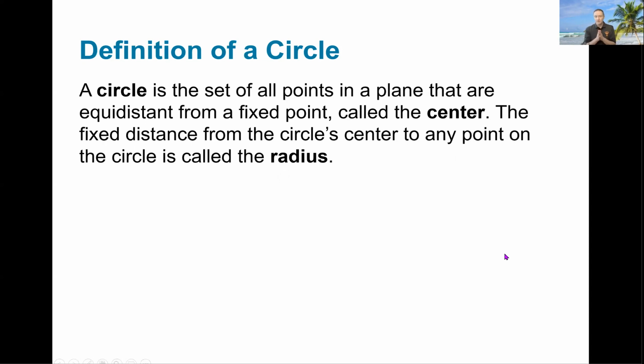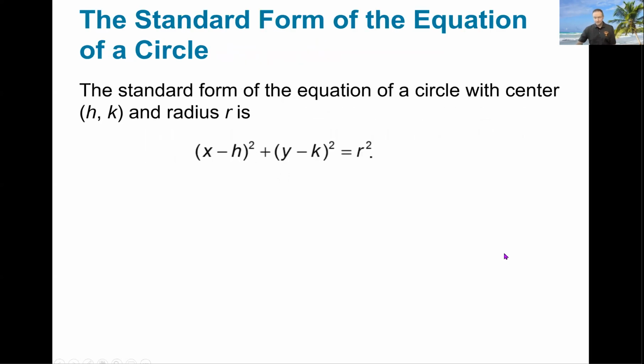The fixed distance from the circle's center point to any point on the circle is called the radius of that circle. Now, a formula for any circle can be as follows. It says the standard form of the equation of a circle with a center, please notice, located at some ordered pair h, k, and a radius, the distance the points on the circle are from the center, of r. My formula for that is x minus h quantity squared plus y minus k quantity squared is equal to r squared.